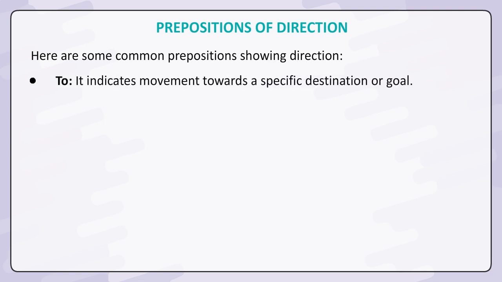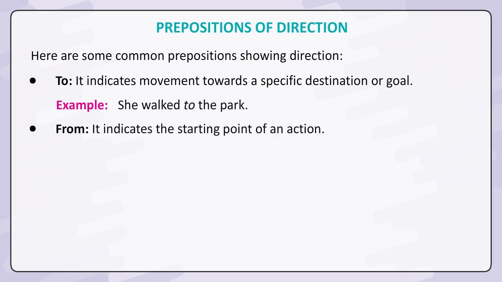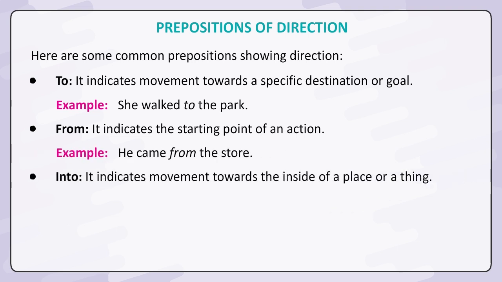To. It indicates movement towards a specific destination or goal. Example: she walked to the park. From. It indicates the starting point of an action. Example: he came from the store. Into. It indicates movement towards the inside of a place or a thing. Example: the cat jumped into the box.